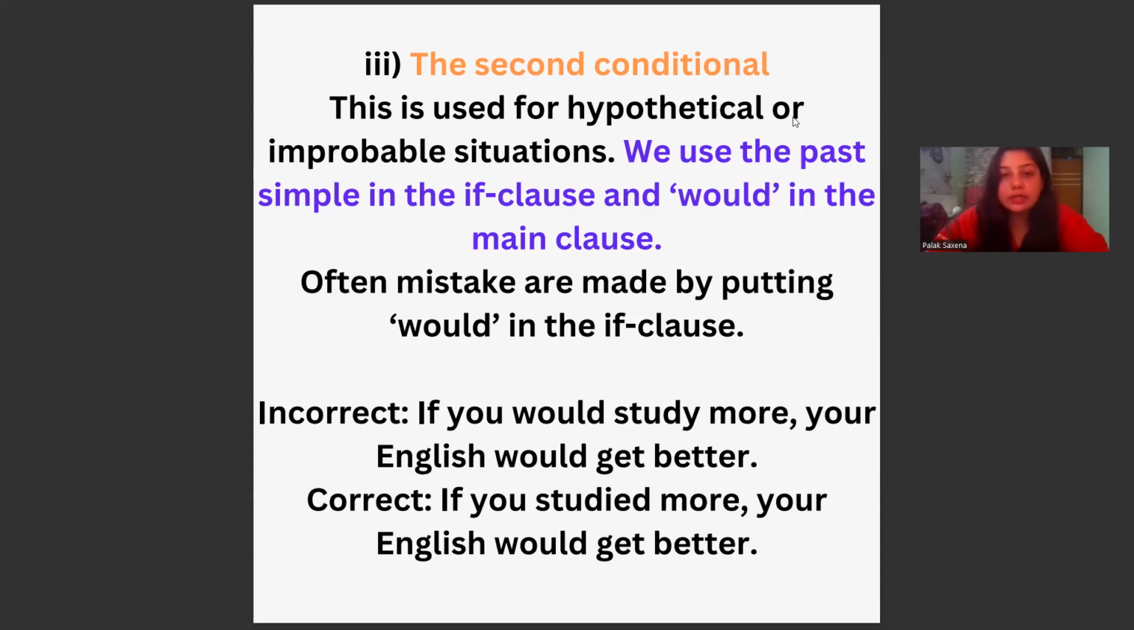Now let's understand it through an example. If you would study more. Right now I've used would here, and as per the rule of the second conditional, we are not supposed to use would in the if clause. So we will remove it from here and the sentence will go like, if you studied more. Now studied is simple past here, which is the condition: with the if clause, you're going to use simple past. Your English would get better. And in the main clause, you're going to use would. So this is how the second conditional goes.